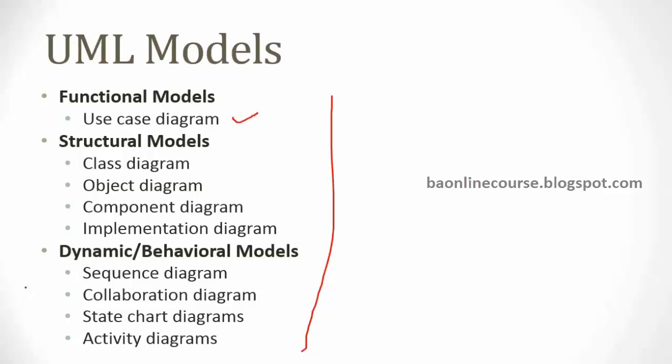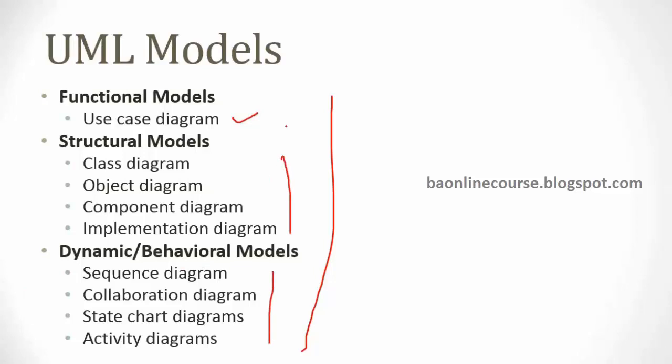Then how do these objects interact with one another? How does an object change state over a period of time? What is the process or control flow? All that is covered as part of your dynamic or behavioral models, which are given by your sequence, collaboration, state chart, and activity diagrams.